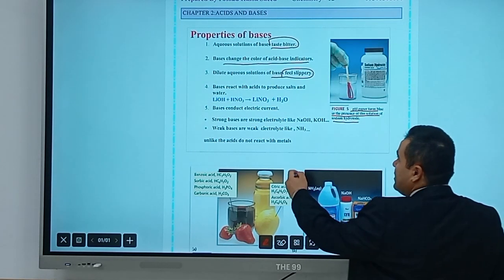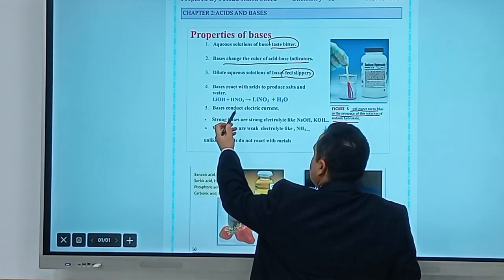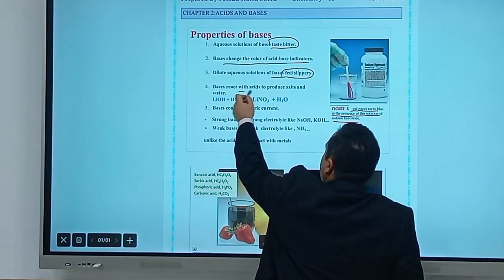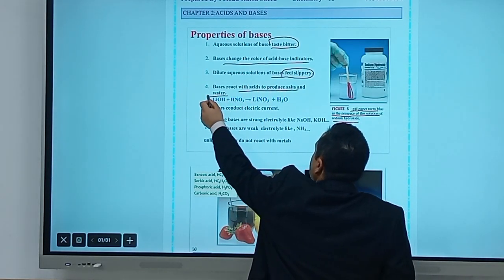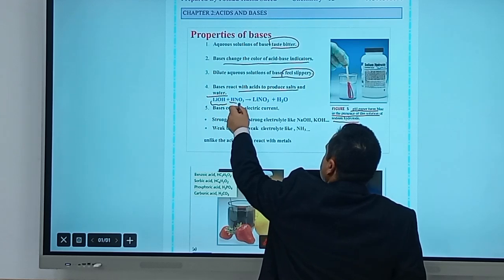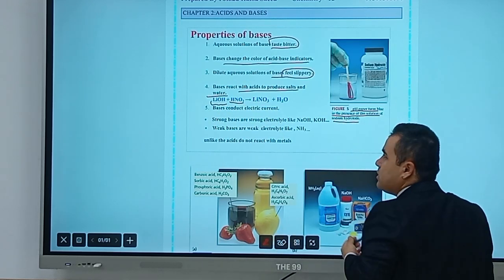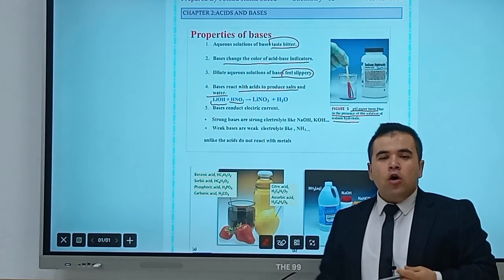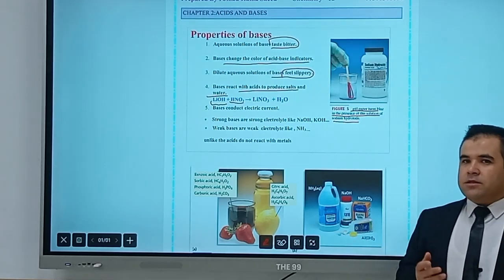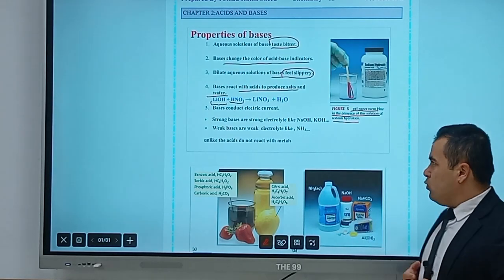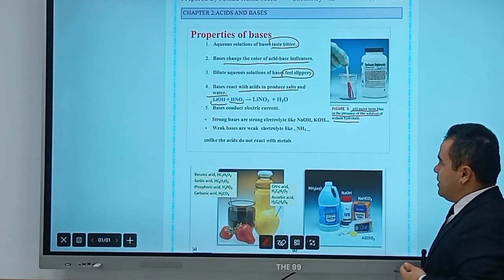Bases react with acid. This is the second common property between the bases and acids. They react with acid to produce salt and water. Here we have lithium hydroxide with nitric acid, which produces lithium nitrate and H2O. This is again the neutralization reaction, in which an acid reacts with a base.